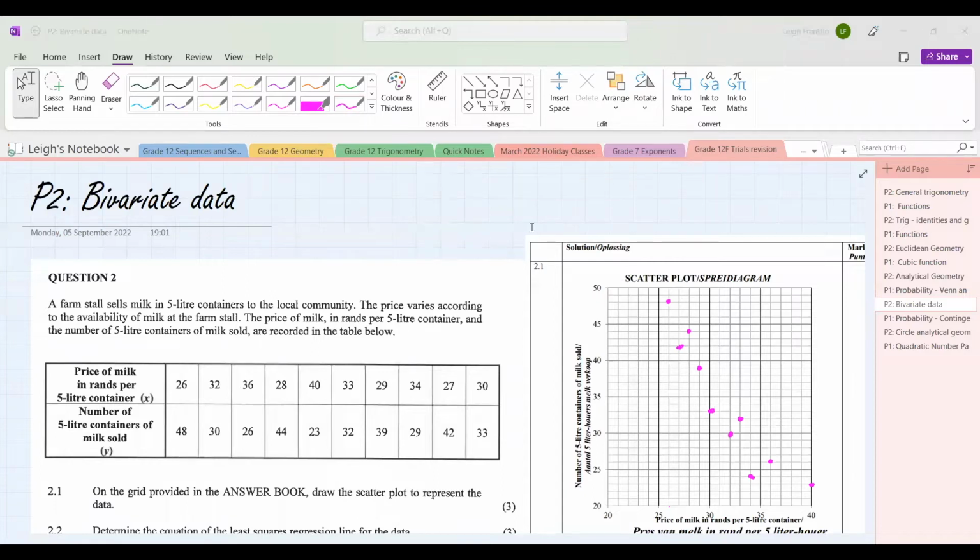Okay, so 3 marks for plotting the points correctly. Just like that. It's literally just a case of plotting them as X and Y coordinates on the Cartesian plane. So everybody should be able to do that.